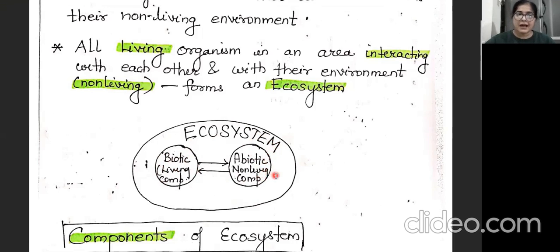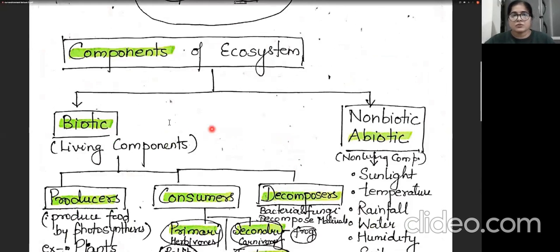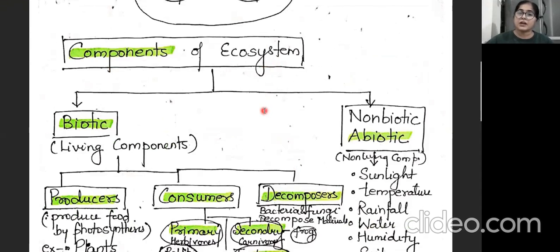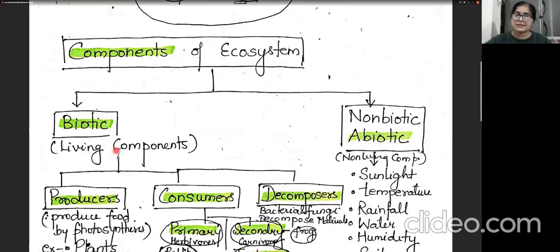Now in today's class, we have to study the ecosystem. Moving on to the next aspect, that is components of an ecosystem. What are the different components of an ecosystem? An ecosystem has two types of components. One is biotic components, also called living components, and the other is non-biotic components, that is abiotic components.